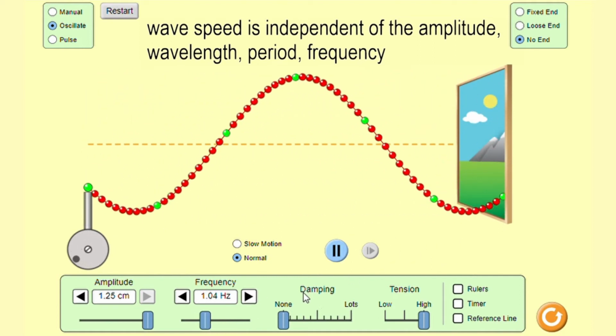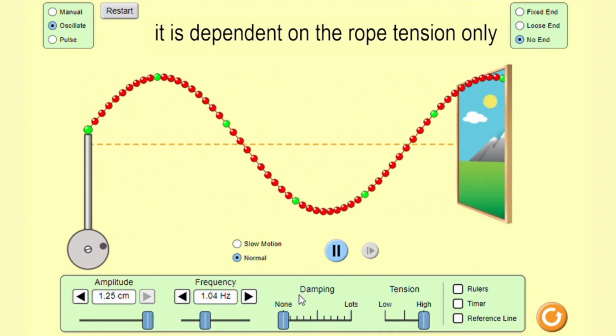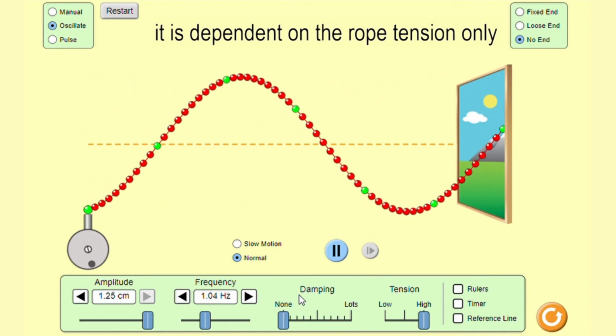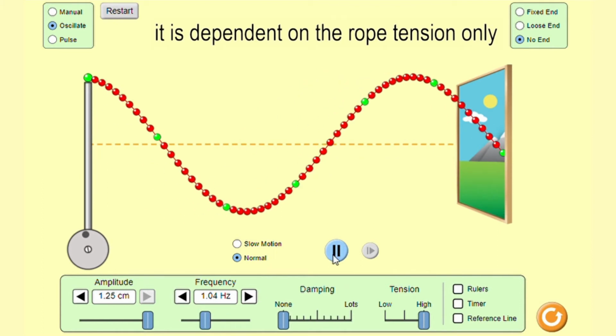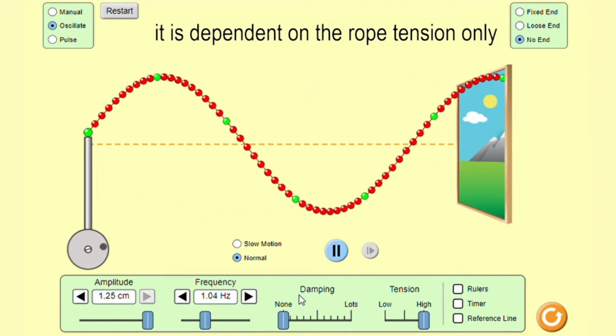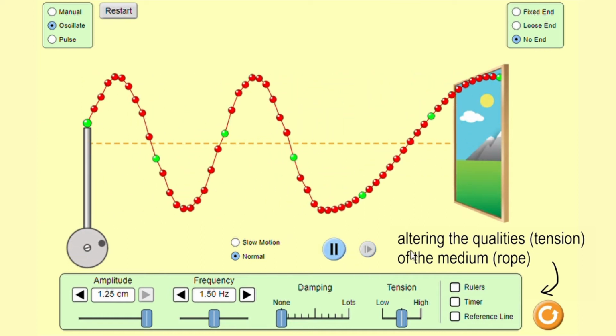The speed of the wave is only dependent on the medium in which it is traveling. The medium is the thing through which the wave propagates. In this case, the wave is propagating through the rope. If we alter the rope itself by stretching it out and stiffening it, the wave speed will then change.